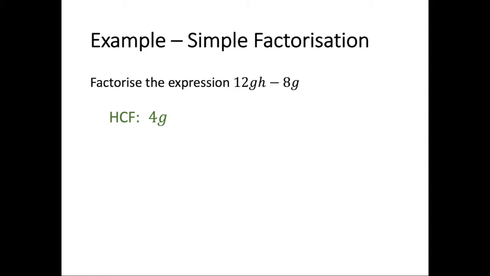Now I divide both of my terms by that highest common factor of 4g. So 12gh divided by 4g is going to equal 3h because the g's cancel each other out. 12 divided by 4 is 3, and then the h remains, so my answer is 3h. 8g divided by 4g is going to equal 2.